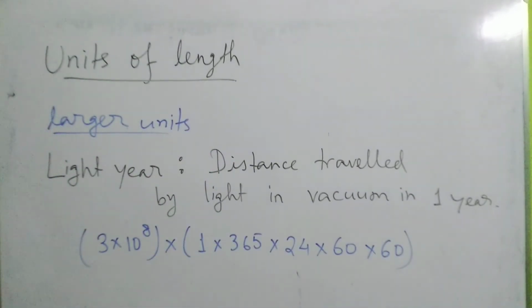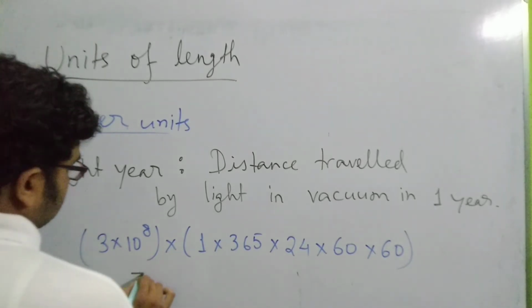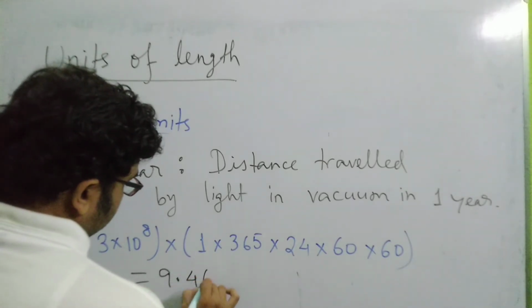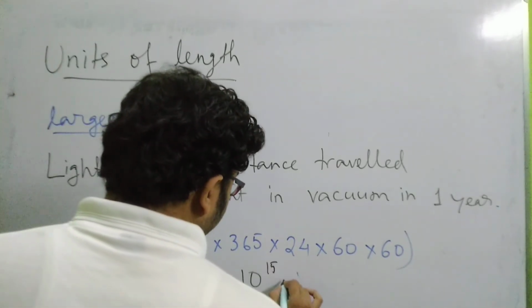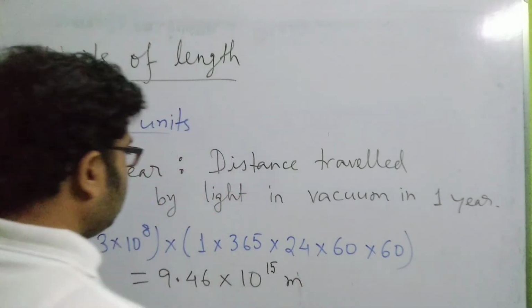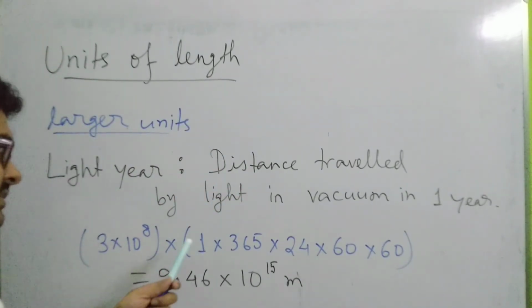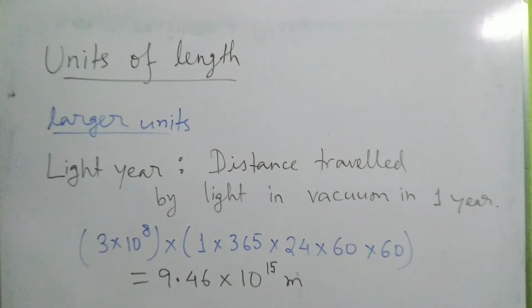If you do this calculation, you will get the value of 1 light year as 9.46 into 10 to the power 15 meter. We have done the calculation in SI units. This is in meter per second, this is in second. Multiply it, and you get the distance in meter. So this is the value of 1 light year. Likewise, you can also get the value of parsec and astronomical unit.